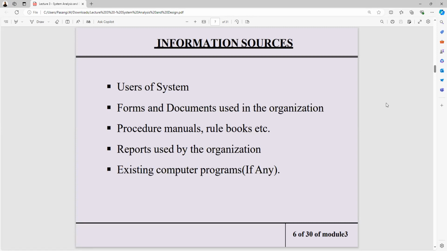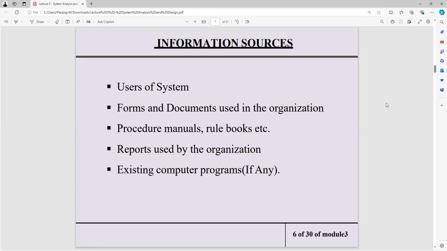Okay, now let's move to the information sources. What are the information sources you can have? The first one is users of systems. System users will be one source. And then we have the second information source, that is forms and documents used in the organization.